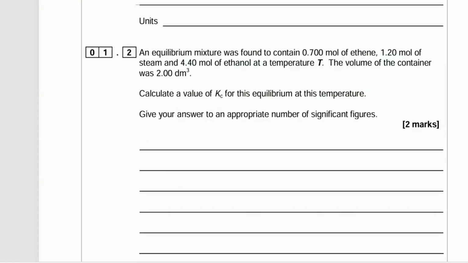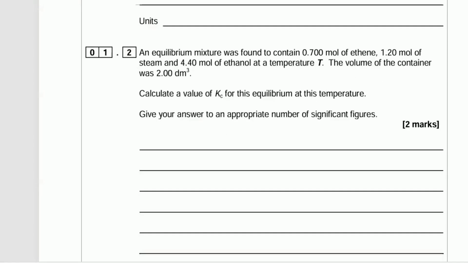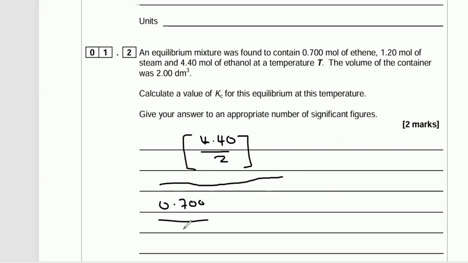So all we're doing here, guys, we're doing this one here. We've just got ethanol over the top of these two bad boys. There's no coefficients. So I want to set this out like this, ethanol over those two. It says I've got 4.4 of ethanol. Now, we're supposed to be doing concentration because there's brackets, right? So I need to do 4.4 divided by 2. And I'm going to divide that by the reactants. I've got 0.7 of ethene, and that's over 2. And we're going to multiply that by 1.2 of steam, and that is divided by 2.